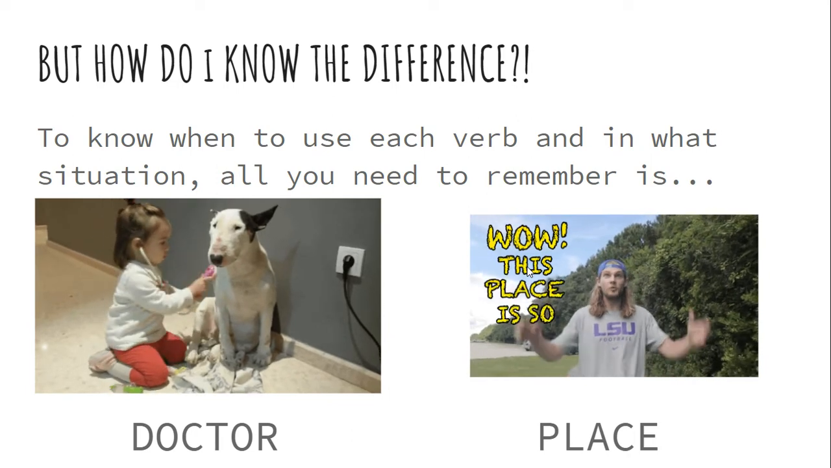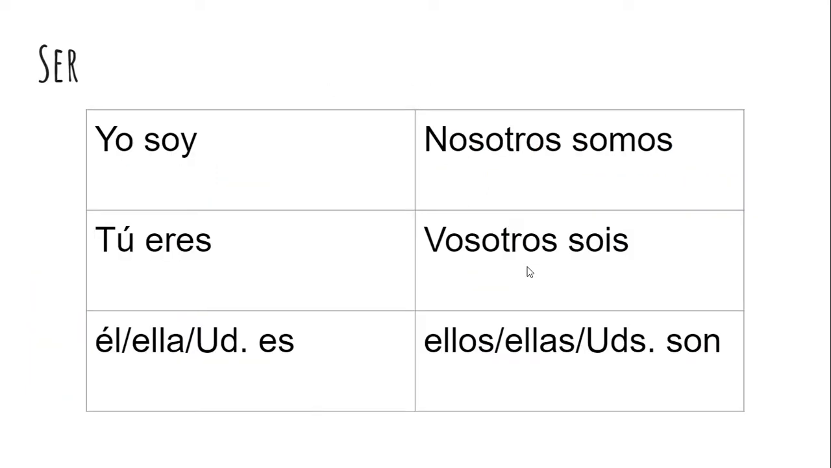So, the first verb we're going to look at is ser. Ser means to be. And if you recall, this is probably one of the first verbs you've learned how to conjugate in Spanish. Yo soy, tú eres, él, ella, usted es, nosotros somos, vosotros sois, ellas, ellos, ustedes son. Ser, to know when to use it, we use the acronym doctor. Let's look at what each letter stands for.